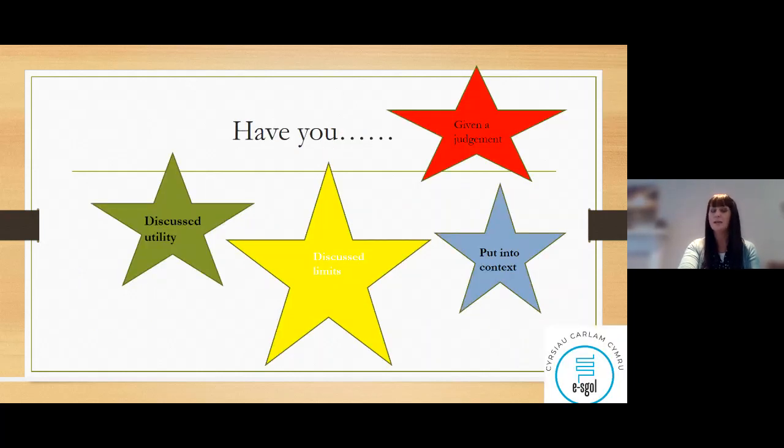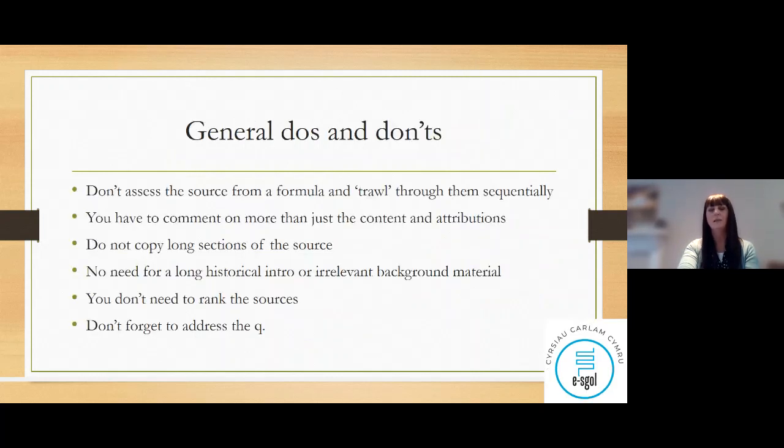So if you've done all of those steps and all of the things on the checklist, you would have discussed utility, you would have discussed limits, you would have put into context, and you would have given a judgment. Now, just remember, just some general do's and don'ts for question 1. Don't assess the source from a formula and trawl through them, okay? You need to have them flowing.